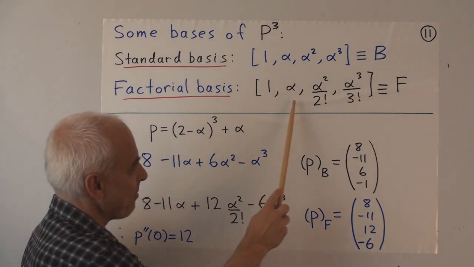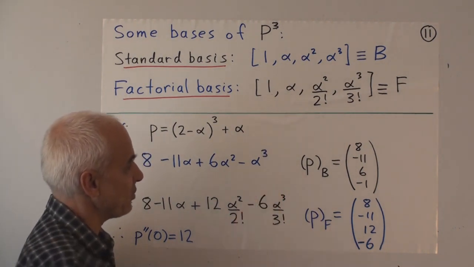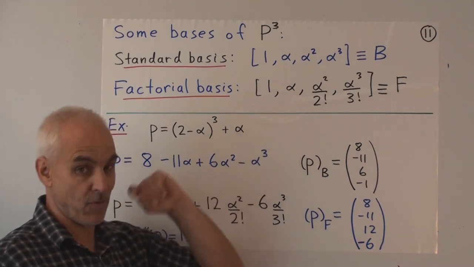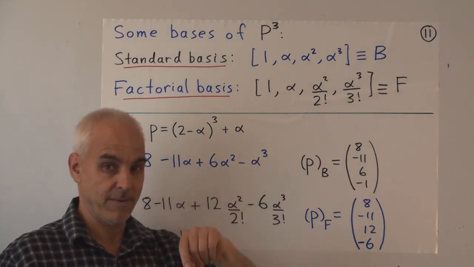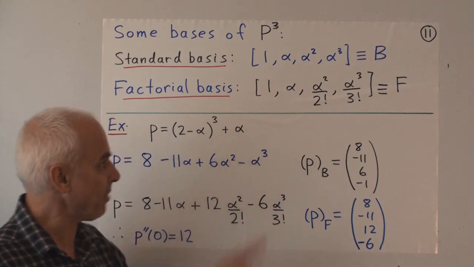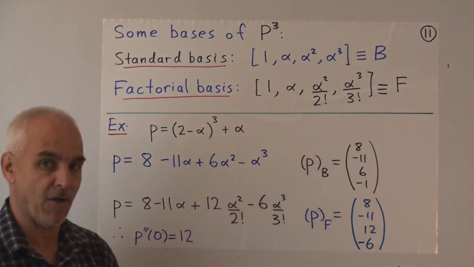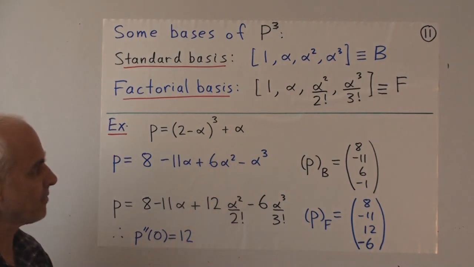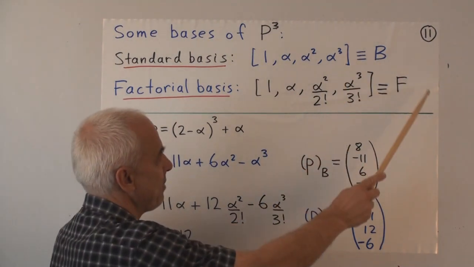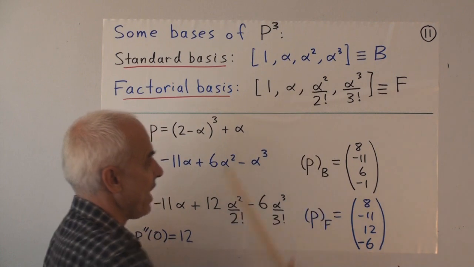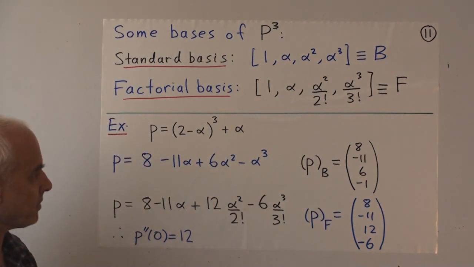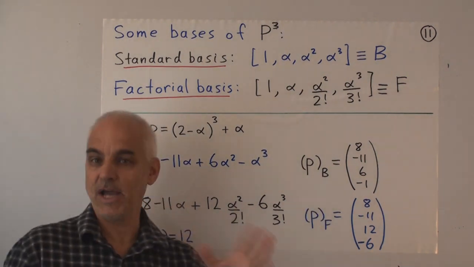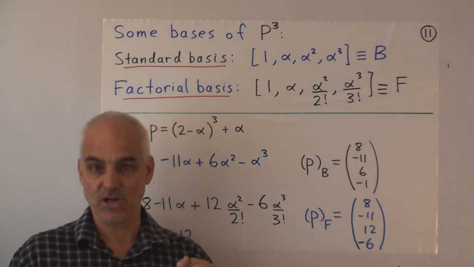I haven't put the divided by 1 factorial, the divided by 0 factorial. Both 0 factorial and 1 factorial are 1. So they don't really contribute, but you can kind of think of them as being there also, making it a little bit more uniform. So let's call this basis B, that's the standard basis, and F, the factorial basis. This gives us two different ways of looking at any situation.